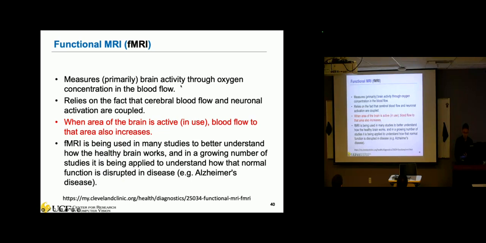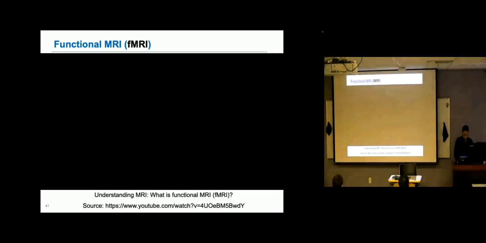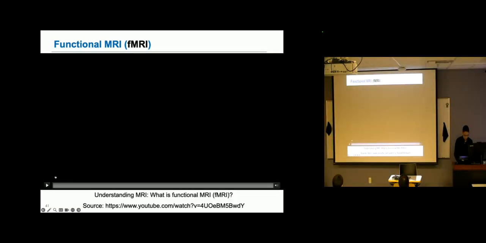Because it's used to detect this oxygen level, we can detect which brain region is actually more activated than the other parts. Okay, so that's the basic principle of fMRI. Here I also have a video showing an animation, trying to explain the underlying principle of fMRI.